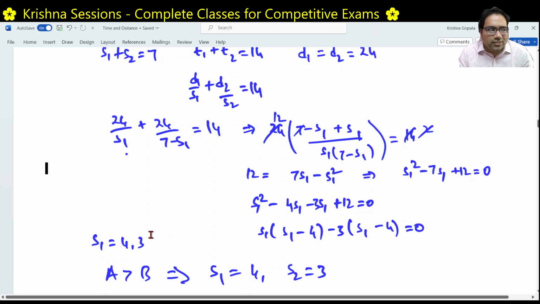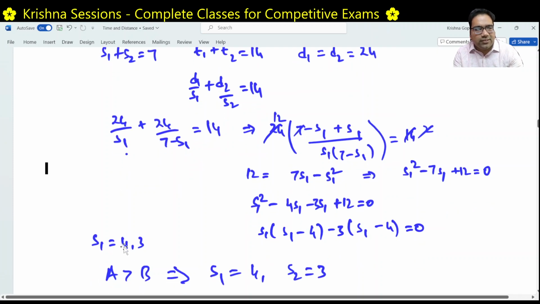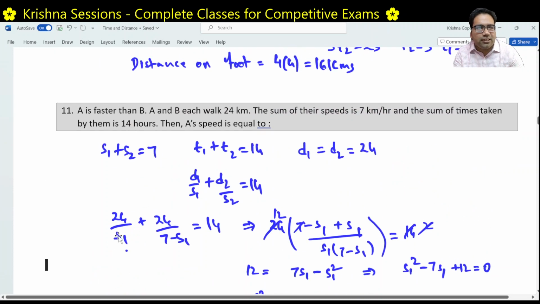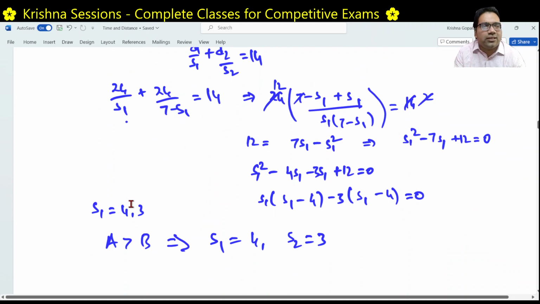Okay, we have got two answers. Obviously, we'll get two answers because then we have to pick one. So we have got both the speeds, S1 and 7 minus S1, so 4 and 3. Because A is greater than B, the speed of A is faster than B. We have to pick one of them as A, one of them as B. Right, speed of A is 4 and speed of B is 3.